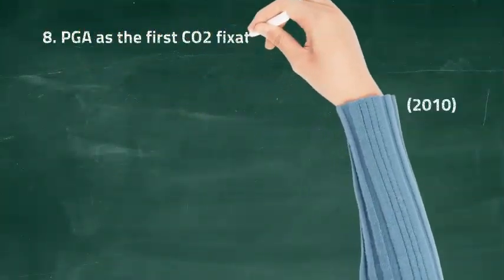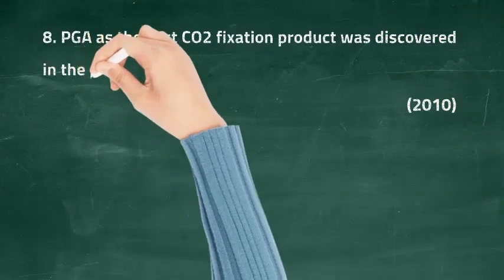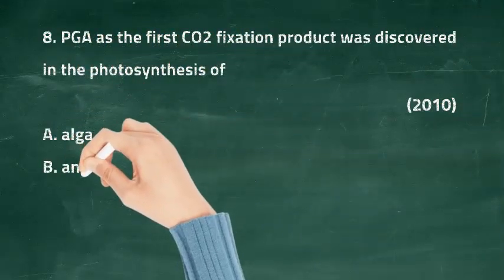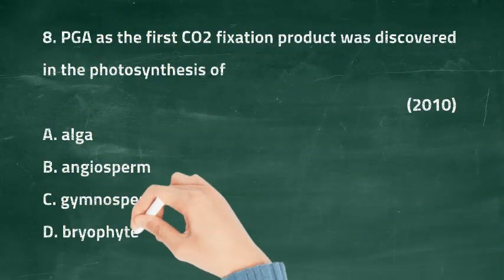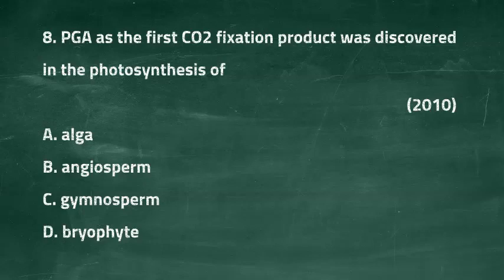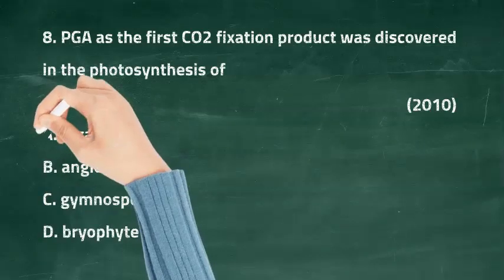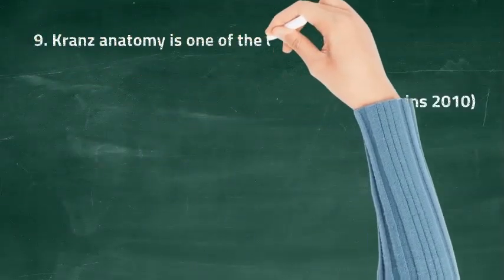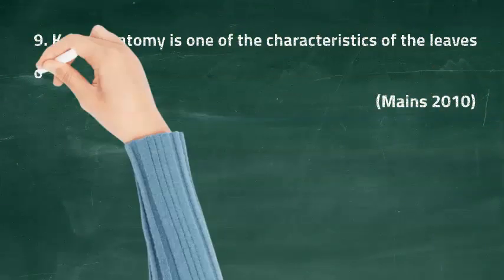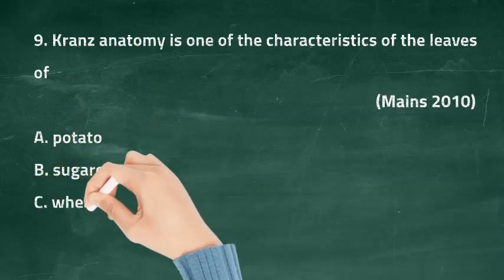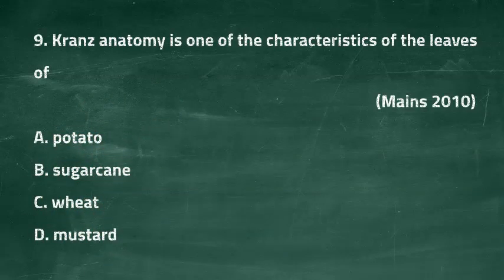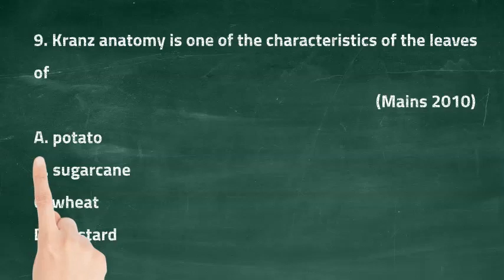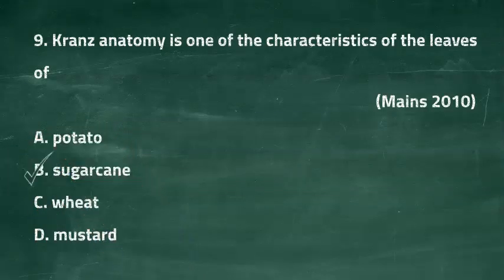Question 8th. PGA as the first CO2 fixation product was discovered in the photosynthesis of: option A is alga, option B is angiosperm, option C is gymnosperm and option D is bryophyte. The right answer is option A, alga. Question 9th. Kranz anatomy is one of the characteristics of the leaves of: option A is potato, option B is sugarcane, option C is wheat and option D is mustard. The right answer is option second, which is sugarcane.